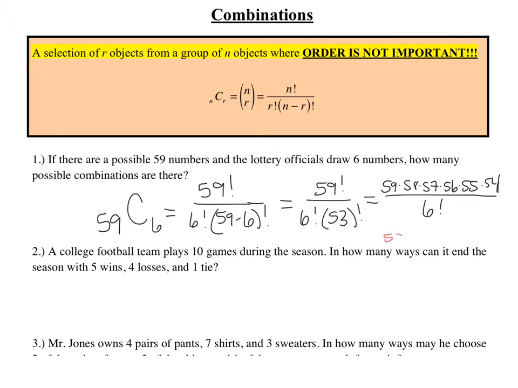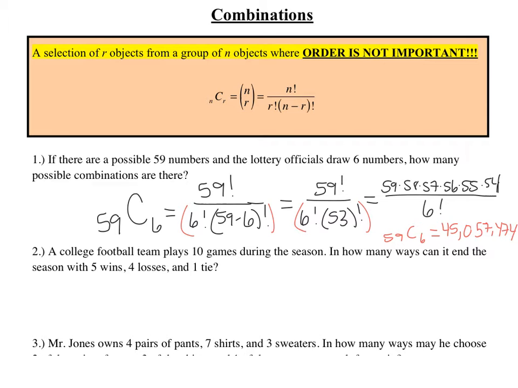But in any case, no matter how you type it into your calculator, if you enter it correctly, remember you're going to need parentheses around your denominator to show that all of that is in the denominator. You should come out with 45,057,474 different possibilities. So that's why your odds of winning the lottery are not very good.